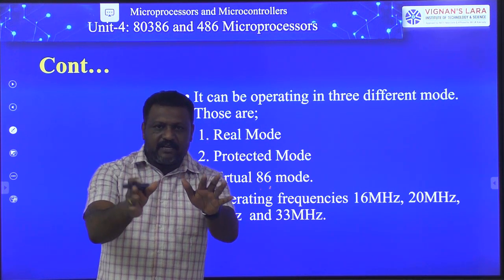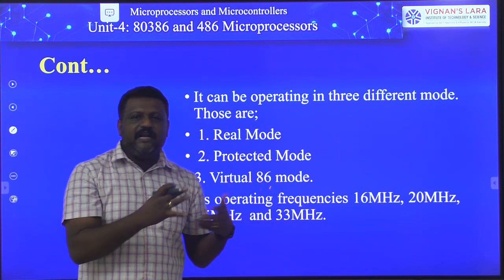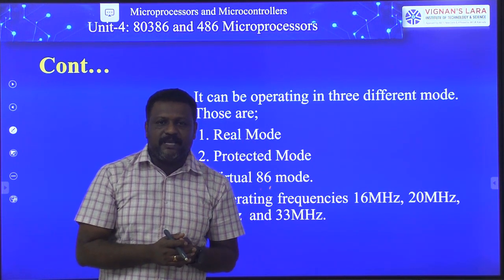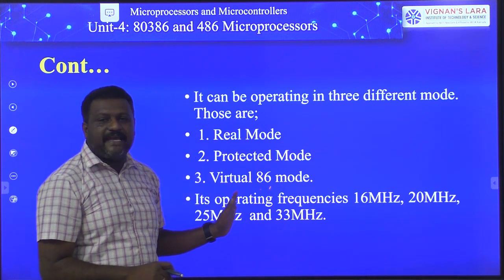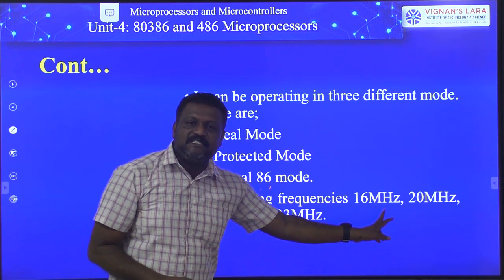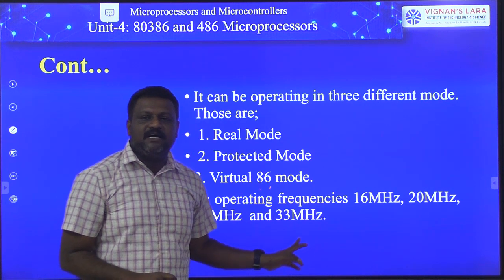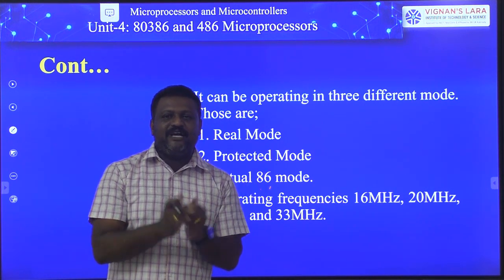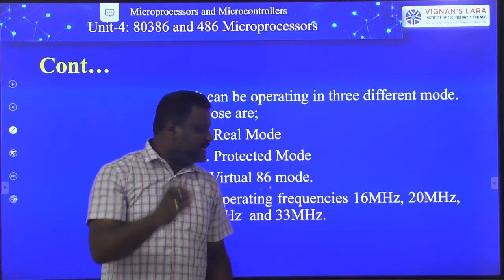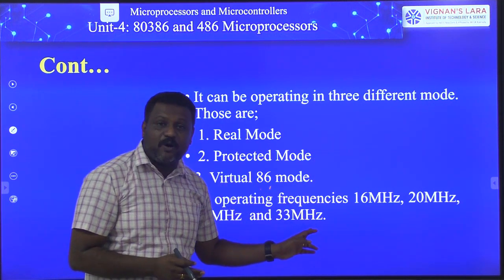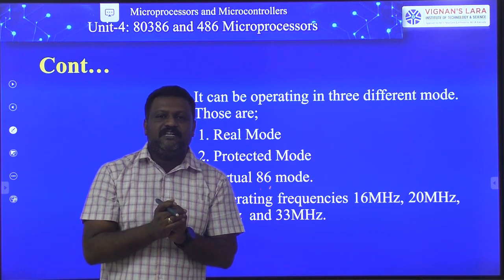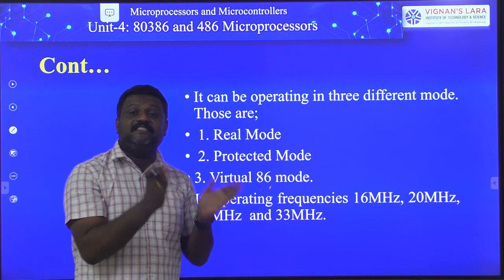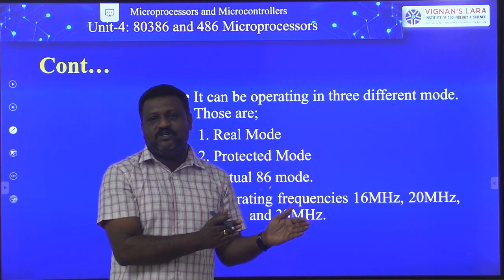In a similar way, coming to 80386, it exists in different versions. Each and every version has its own frequency. The minimum frequency for 80386 operation is 16 megahertz and the maximum is 33 megahertz. So try to think, guys. Your 8086 operation is at 5 megahertz, but for 80386 the maximum operating frequency is 33 megahertz. That means the speed of operation of your 80386 is 6 times more compared to 8086.